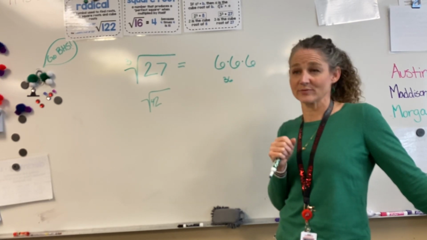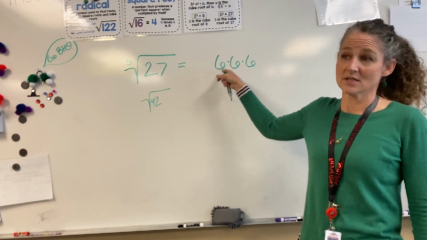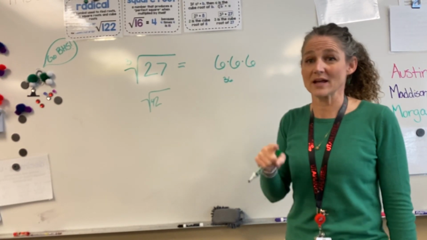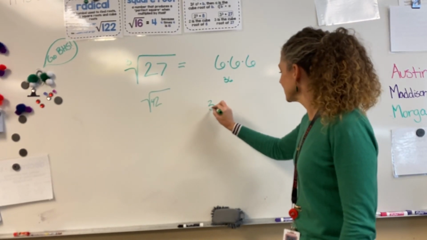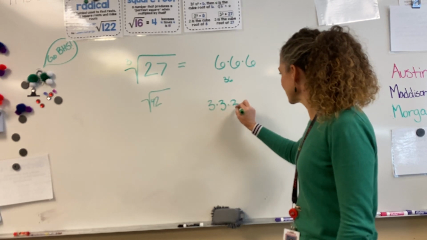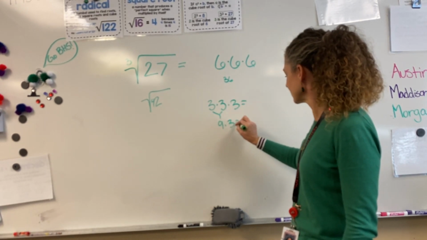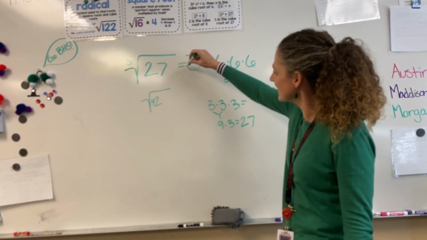Alyssa wanted to try 3. Should we try 3? Yeah. 6 was clearly too big. These numbers get really big really fast because you're multiplying it by itself 3 times. Okay, let's try 3. 3 times 3 times 3. Well, what's 3 times 3? 9. What's 9 times 3? 27. The cubed root of 27 is 3.